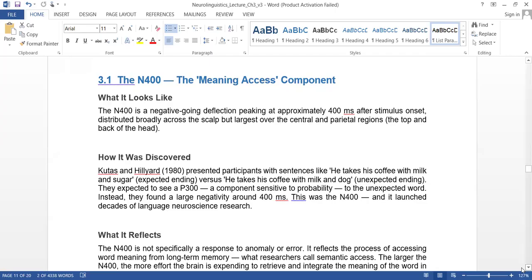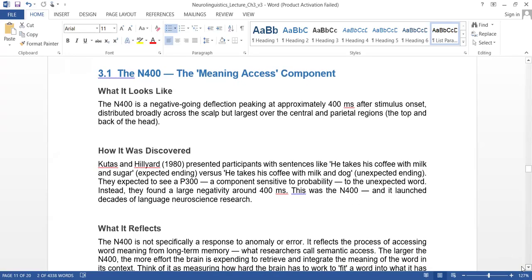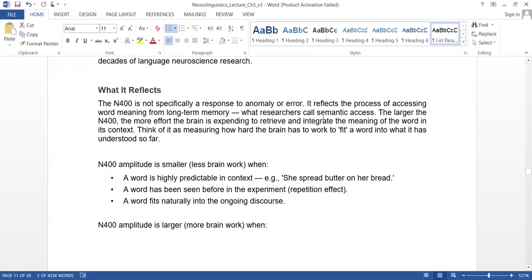Right, so that's what happened exactly, and you really need to understand that the N400 is not exactly a wave, but a kind of wave with a peak that has been named N400. 400 is the time, N is for negative. Okay, why is this used, or what does it reflect? The N400 is not specifically a response to anomaly or error. It reflects the process of accessing word meaning from long-term memory.